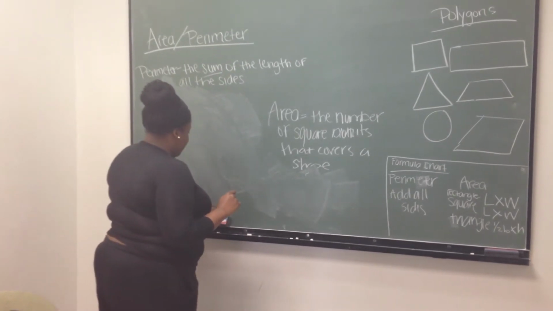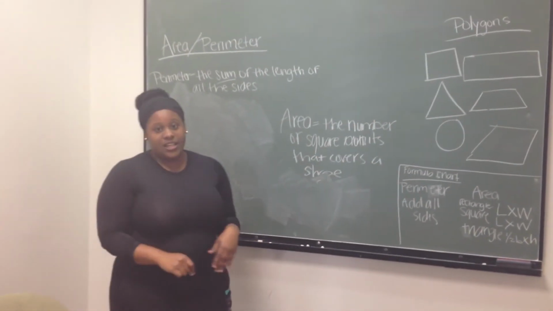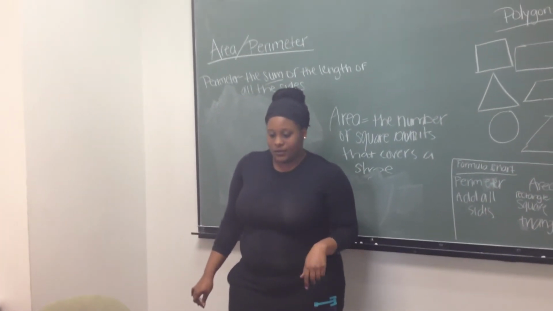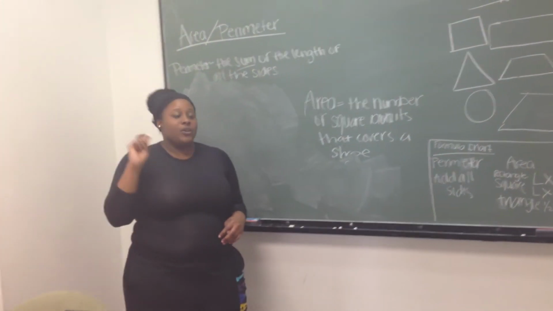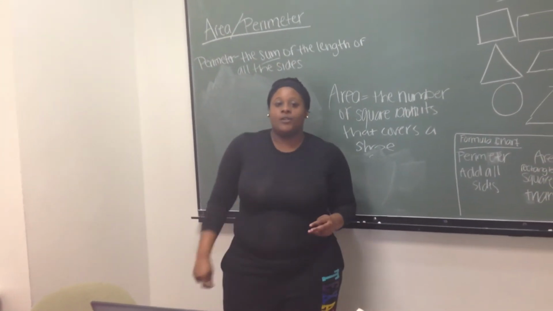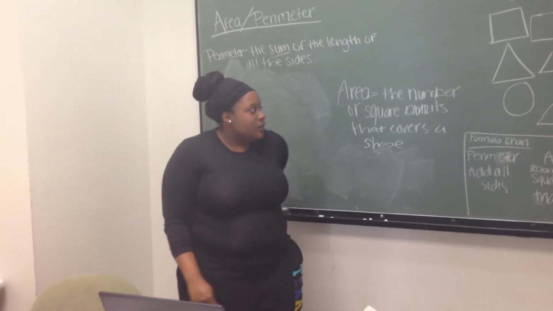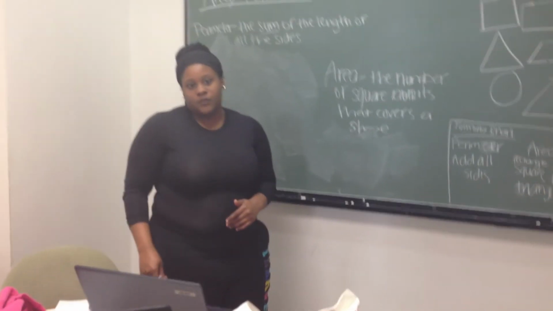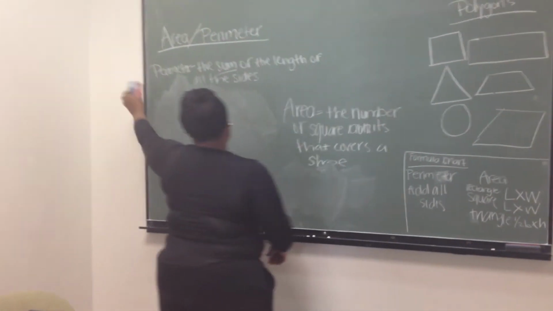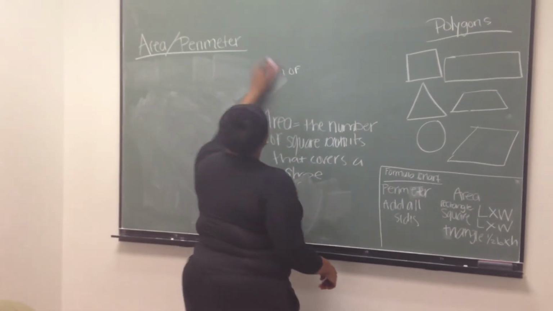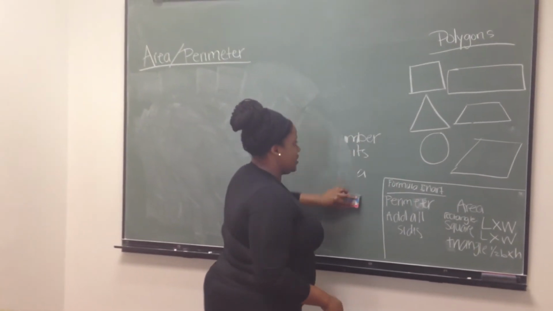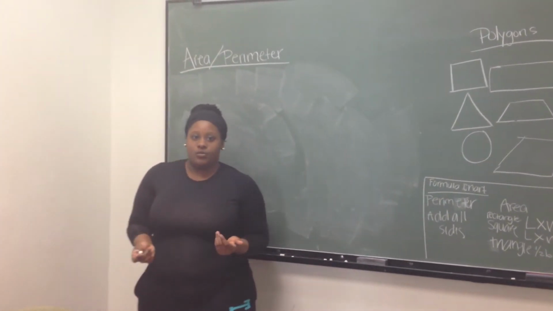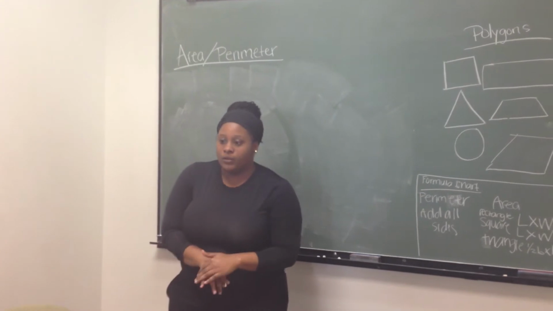Jasmine, could you tell me the definition of perimeter without looking at the board? The definition of a perimeter is the sum of the length of all sides. Good job. And Brittany, could you tell me area without looking at the board? The number of square units that covers a shape. Good job. Okay, since you guys have the definitions down, I'm going to erase them off the board, and we're going to take this lesson just a little bit further. We're going to see how we can use area and perimeter in the real world.